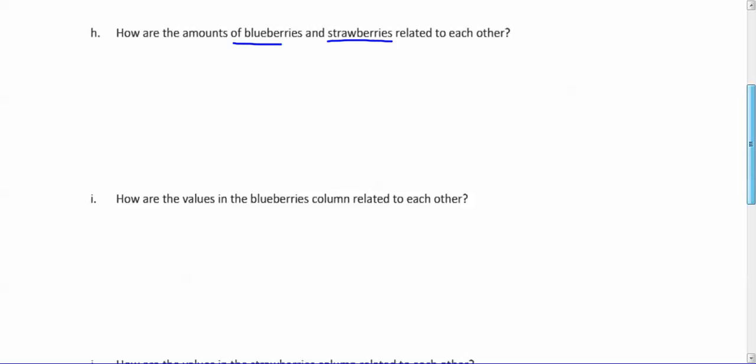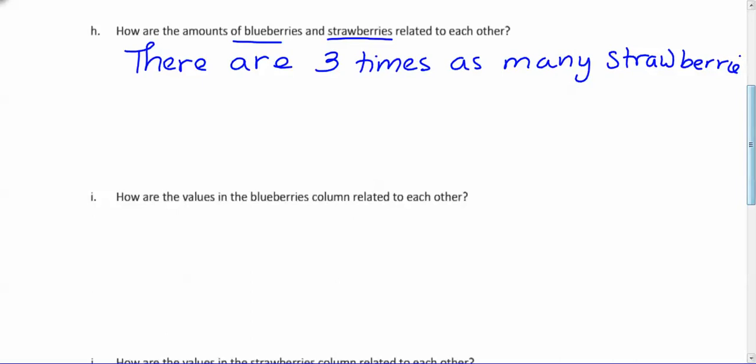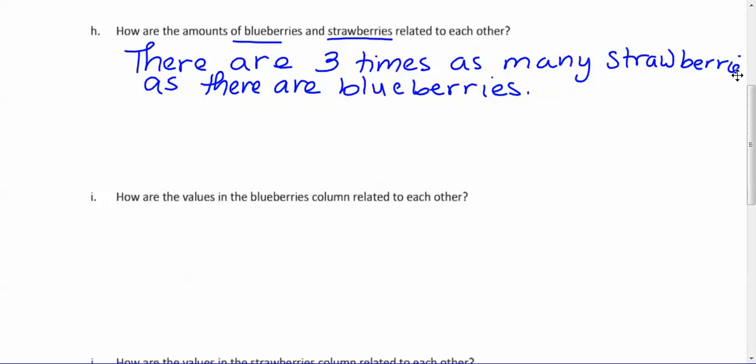There are 3 times as many strawberries as blueberries. Beautiful, very good. So that's one of the statements we're going to write. So there are, good job, Liliana, there are 3 times as many strawberries as there are blueberries. Because remember, we're talking about a 3-to-1 ratio, right? Strawberries to blueberries. So we want to say 3 over 1 times as many. We would just simplify that to 3 times as many.